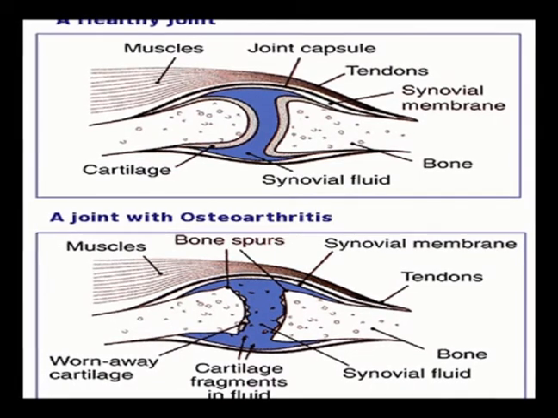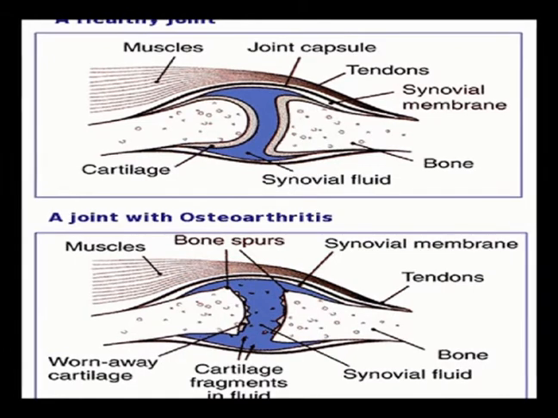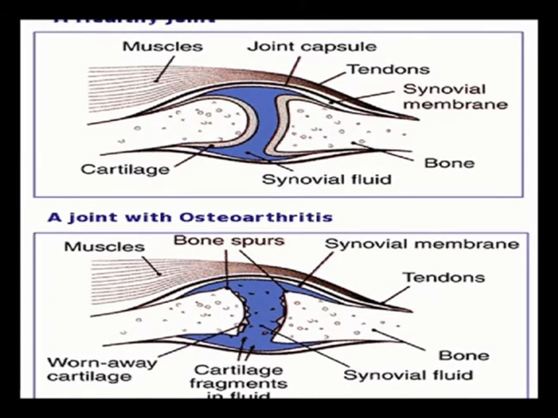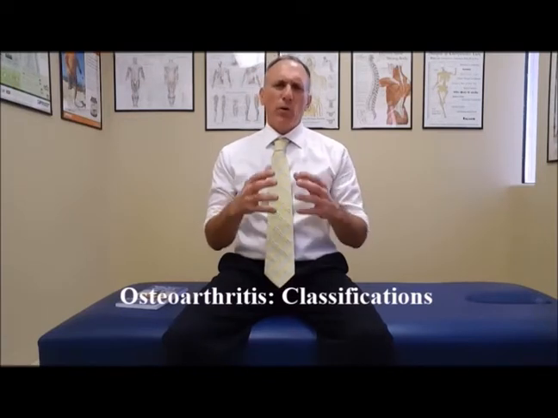So those are the physiological changes that occur with osteoarthritis. There are two general classifications of osteoarthritis: the primary and the secondary. The primary is what's called idiopathic, and has a very strong hereditary component to it. It's called idiopathic because medical science has not found the cause of it yet.